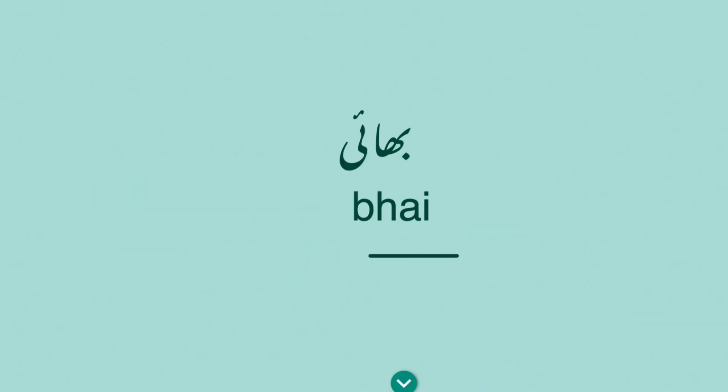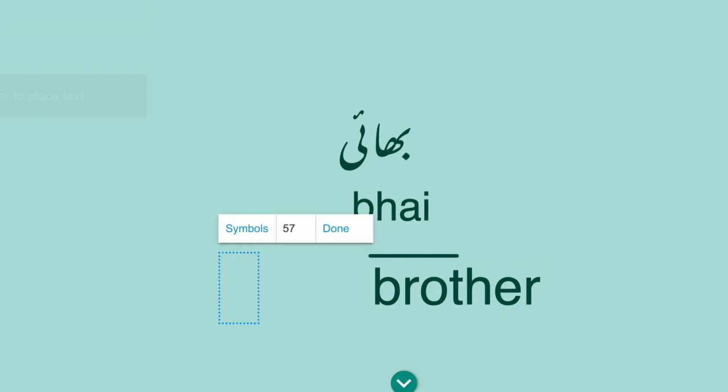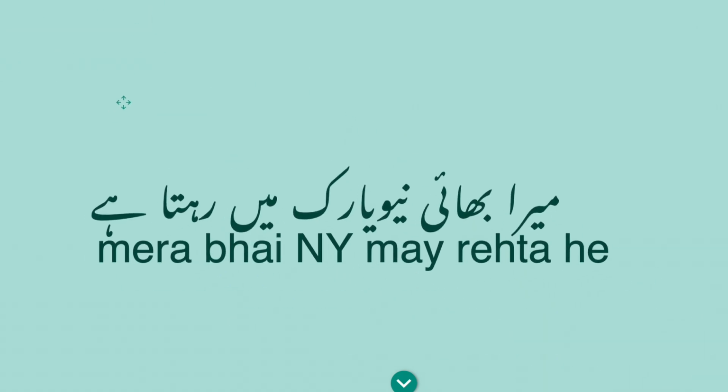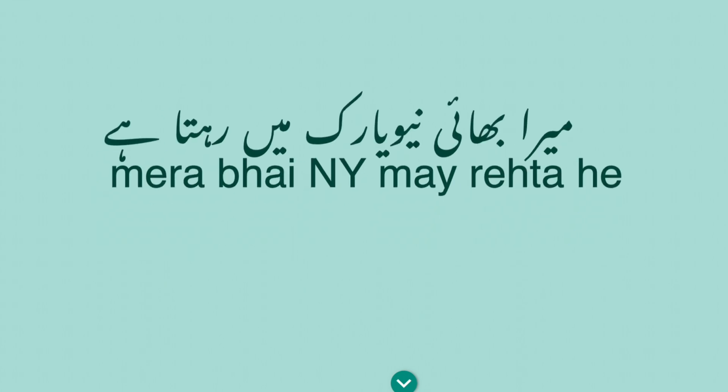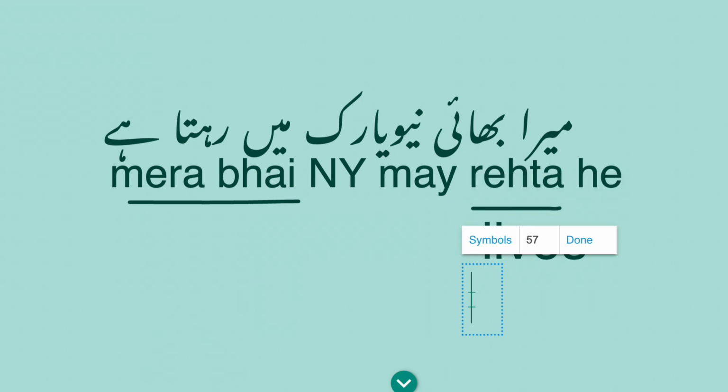The next one is भाई. मेरा भाई न्यूयॉर्क में रहता है. My brother lives in New York. मेरा भाई is my brother. रहता is live.